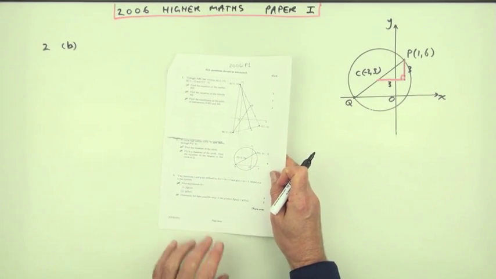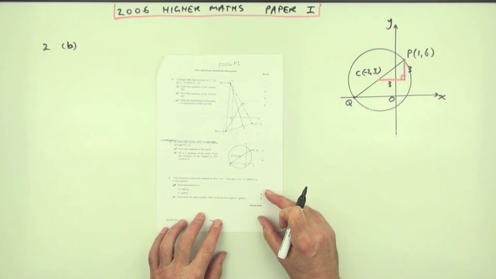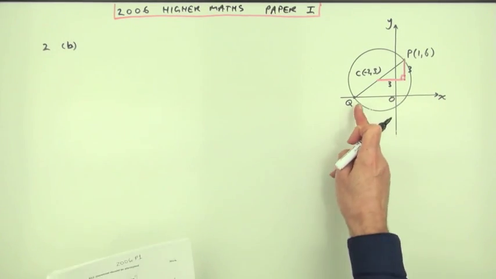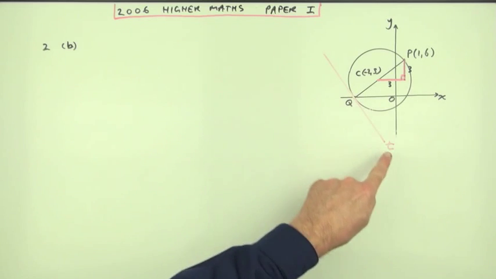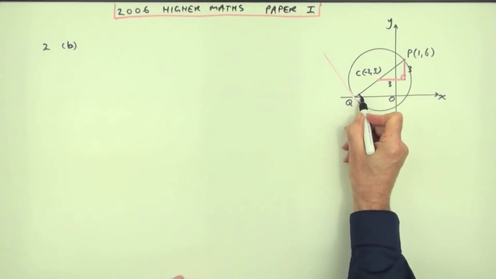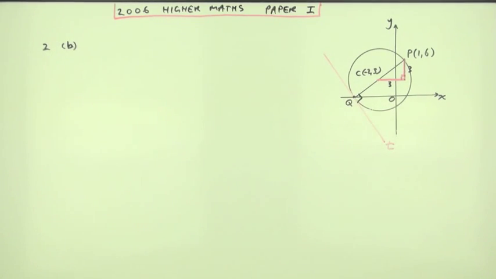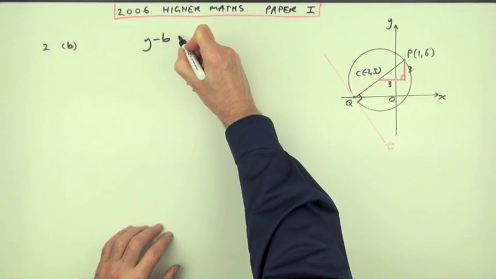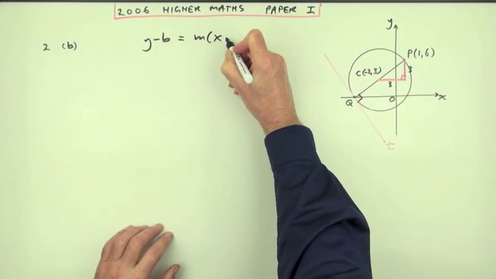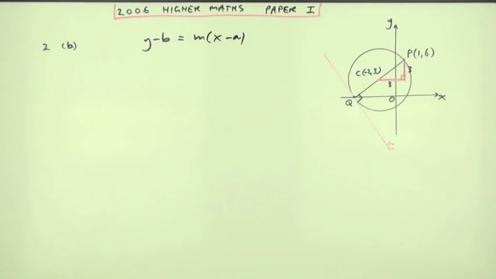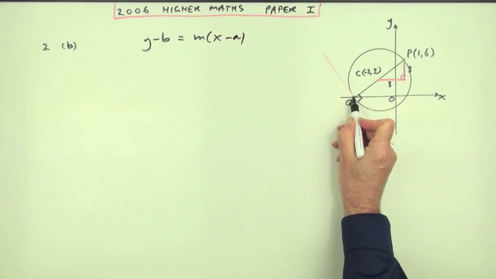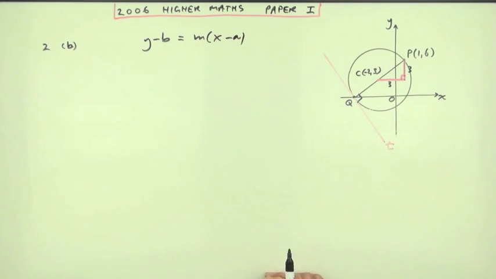Part B. PQ is a diameter. Find the equation of the tangent to this diameter at Q. So this is the line I want. The line that's at right angles to the diameter. You're looking for the equation of a line, so you'll be using y minus b equals m(x minus a). That translated equation. And to use this, I need a point on it, so that'll be the point Q, and its gradient.